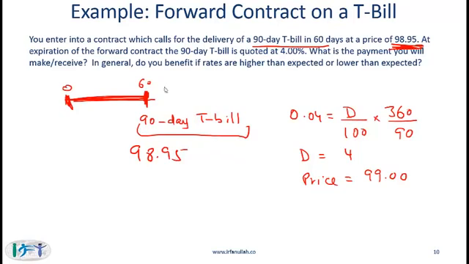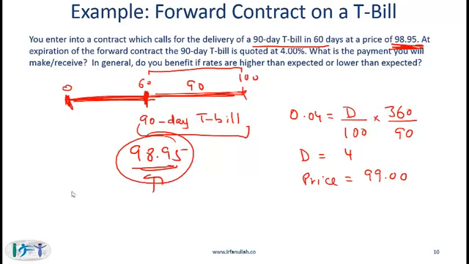In other words, you have effectively locked in a rate because this T-bill is a zero coupon bond. It's a pure discount instrument. So when you get this T-bill, essentially after 90 days, you are going to get 100. And if you are buying this instrument for 98.95, you are locking in a particular rate for the 90-day period. So you enter this contract. This is the price that you will pay.